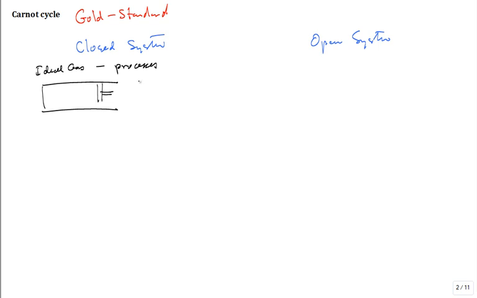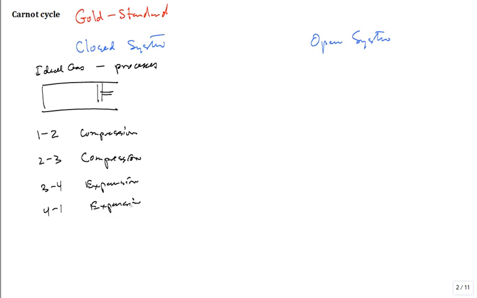And I won't try and sketch them all, but we had a process from state 1 to state 2. Because it's a cycle, it really doesn't matter where you start in the cycle. But 1 to 2, maybe you have a compression. And then from 2 to 3, maybe you also have a compression. And then 3 to 4, you'll have an expansion. And then 4 to 1, have an expansion. See the pattern? Compression, compression, expansion, expansion.